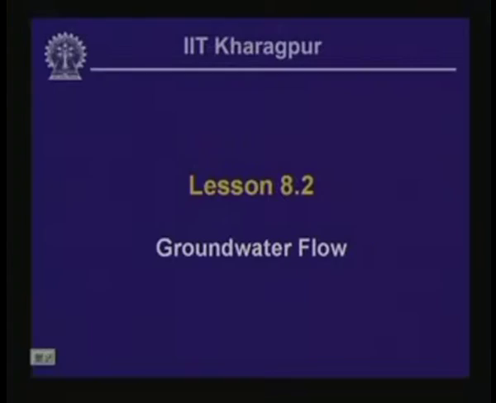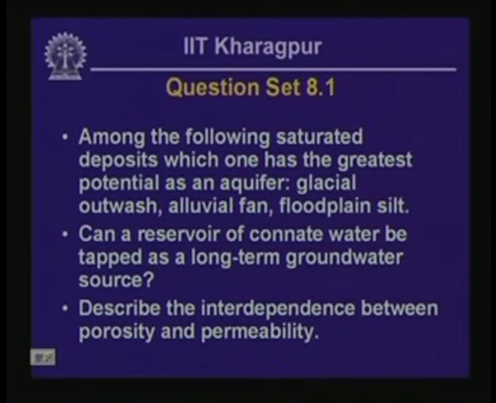We are going to talk about groundwater flow in today's lesson, but before we get on with groundwater flow, let's look at the question set of the previous lesson. The first question that I gave you last time around was: among the following saturated deposits, which one has the greatest potential as an aquifer? The three deposits are glacial outwash, alluvial fan and floodplain silt.